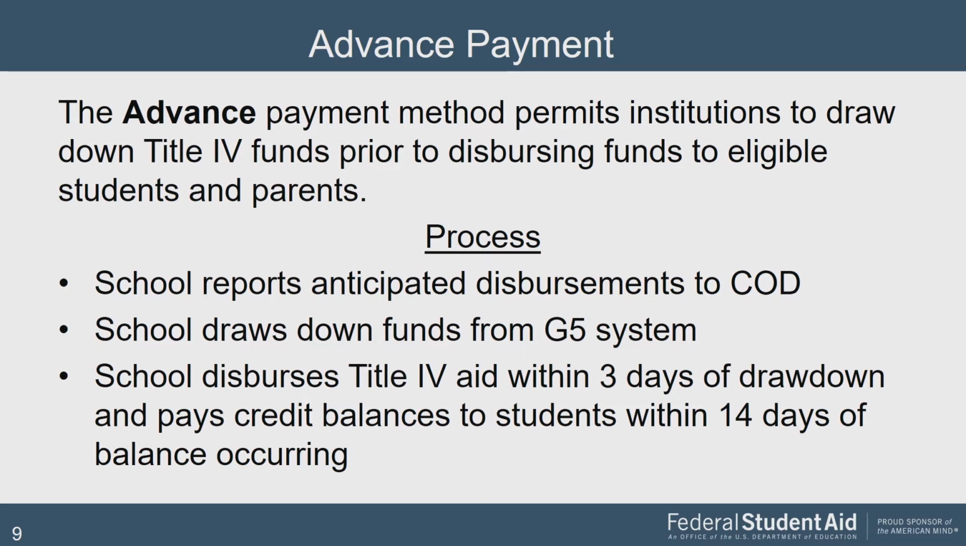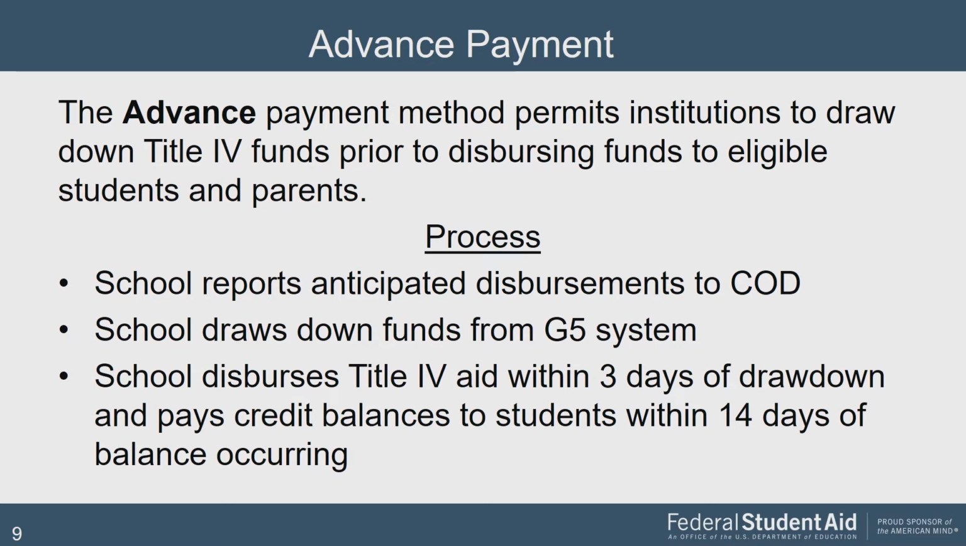Once you draw down that money as an advance pay school, you have 3 days to make sure disbursements get to the student's account or their ledger. You also have 14 days to pay any credit balances that are remaining after all the charges have been paid up. When we talk about 3 days, we're talking about 3 business days.